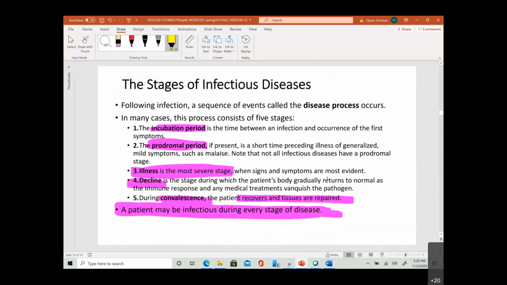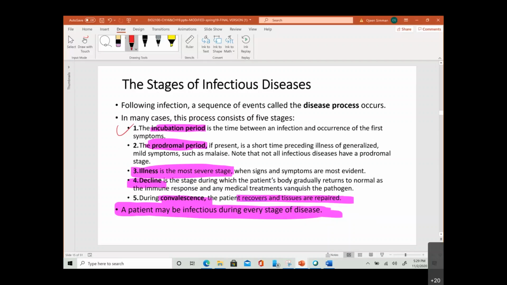Okay, so stages of infectious disease. After an infection, the sequence of events called disease processes take place. This consists of 5 stages. Note that depending on which infectious disease we are talking about, a patient can be infectious during any of these stages. The stages include the incubation period, which is the time from infection to the onset of the first signs and symptoms.